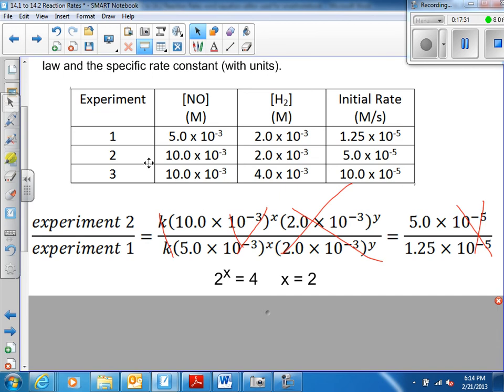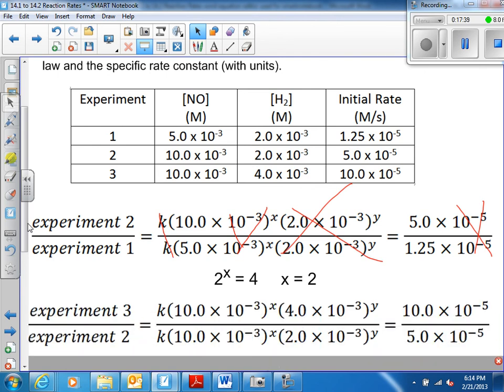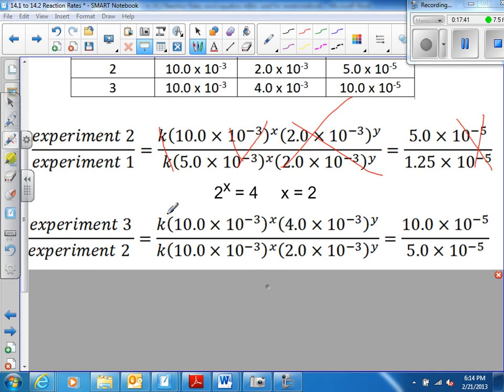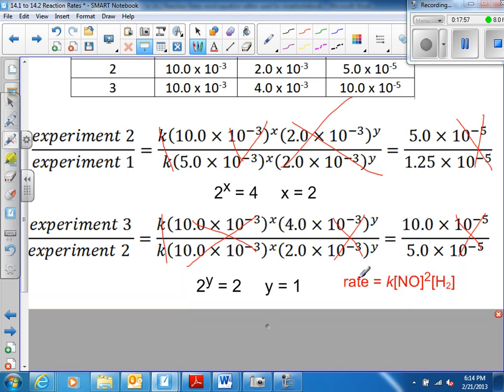Okay, we're doing experiments 3 and 2 right now. Experiment 3 has a larger rate, so we'll do 3 on top, 2 on the bottom. Again, pause. This is what we get. Let's see what simplifies. The K's cancel out. These cancel out. The 10 to the 3 cancels. The 10 to the minus 5 cancels. I have 4 over 2 is 2 to the y equals 2. Y is 1. I've got my rate.